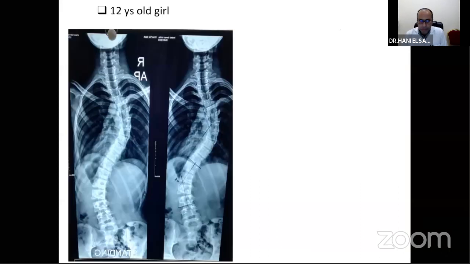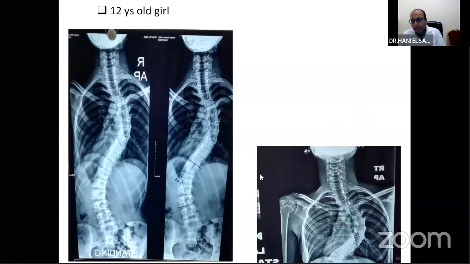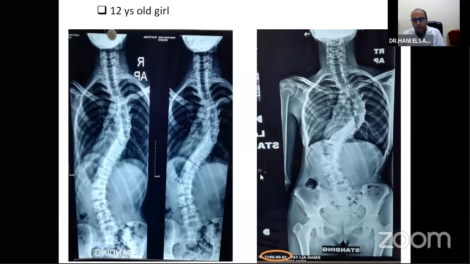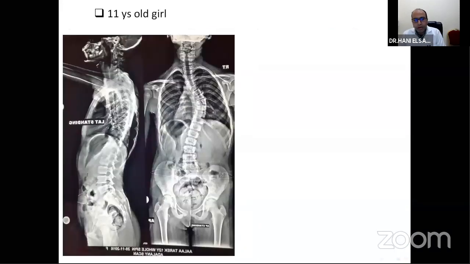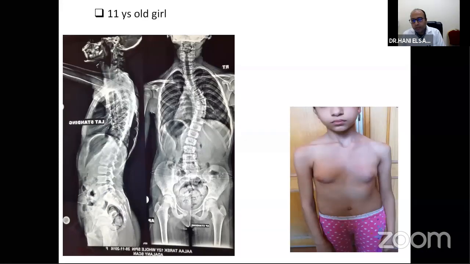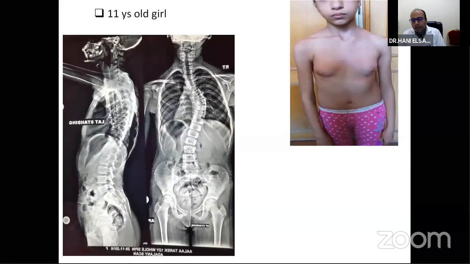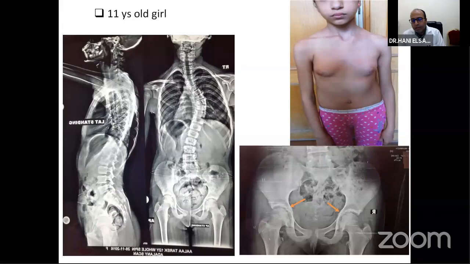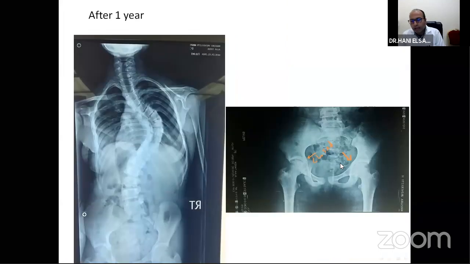Another case, a 12 year old girl, presented with this mild spine deformity, which progressed after 1 year to this major deformity. An 11 year old girl presented with this deformity. We noticed that she is still immature, and she still had the cartilage open. After 1 year, she progressed to this major deformity, and the triradiate cartilage closed.